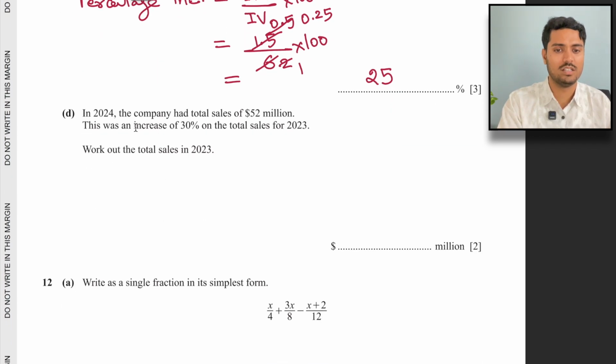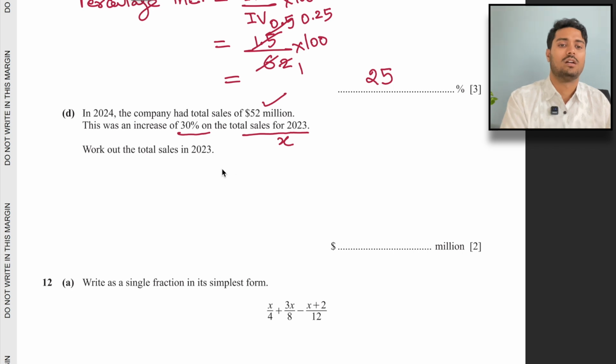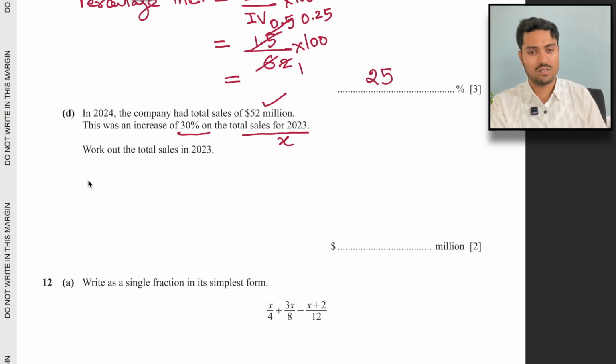Let's check part D. It says in 2024, the company had total sales of 52 million. This was an increase of 30% on the total sales for 2023. Work out the total sales in 2023. So basically, for 2023, the sales is unknown. And then there is a 30% increase. Hence, in 2024, the total sales is 52 million.